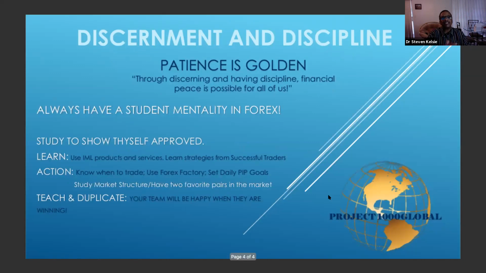And last but not least, discernment and discipline. Like some of y'all want to get in on the trades right now. Y'all like, I wish he'd just get off the call. I want to trade. No, I just told you, Sunday is not a good day to trade.